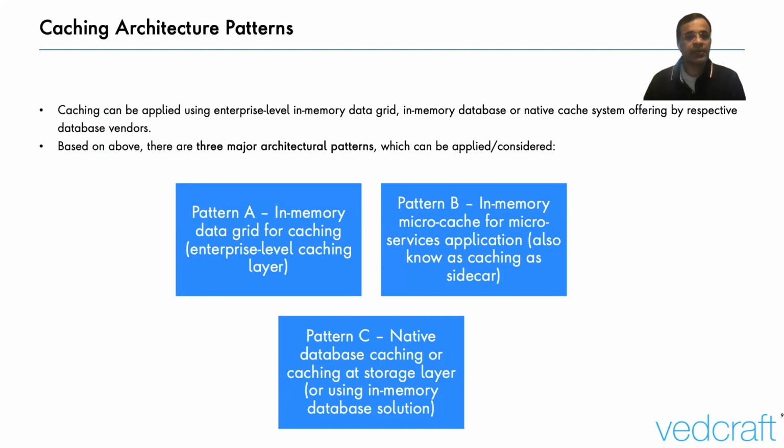So when it comes to applying caching architecture patterns, that's my list of 3 key patterns, and I know there are many such patterns which are evolving these days when it comes to in-memory data grid or in-memory caching. Pattern A is using the in-memory data grid as a horizontal layer, an enterprise caching layer. Pattern B is where you have micro cache supporting the microservices architecture or event-driven architecture. And pattern C is where you're doing the native database caching. And we'll talk about these patterns.